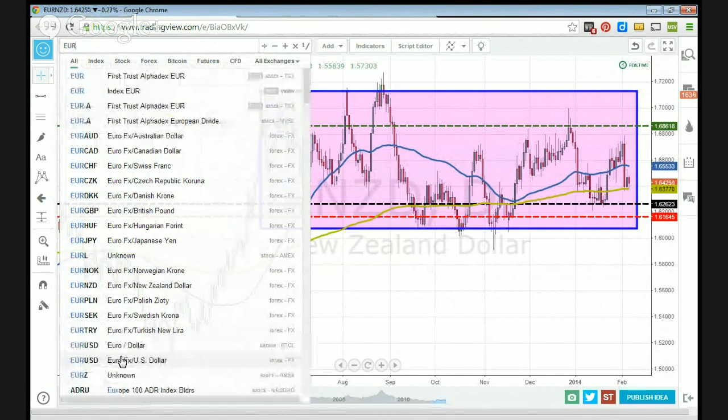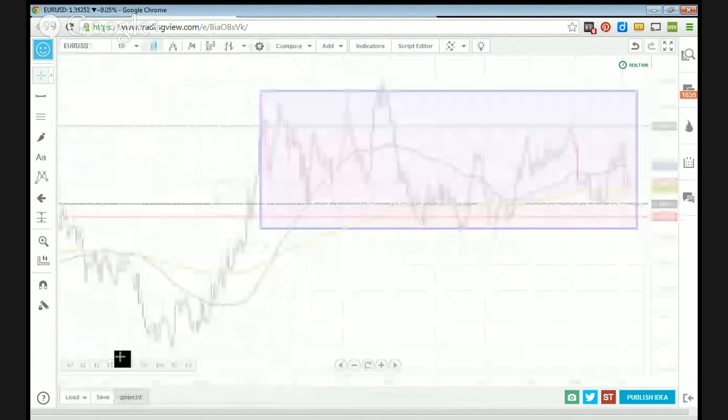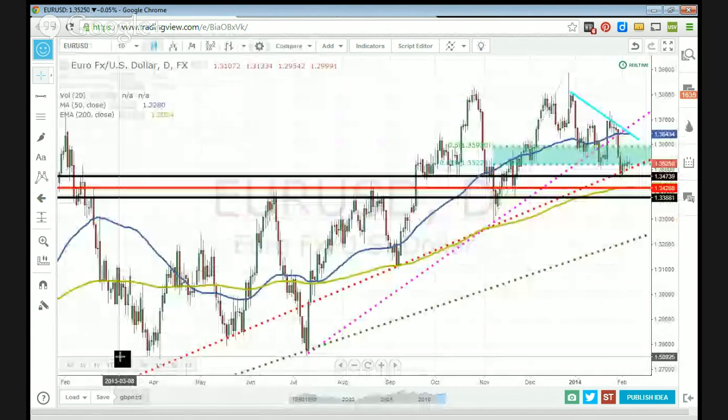Euro US dollar. Oh yeah, we looked at this too.